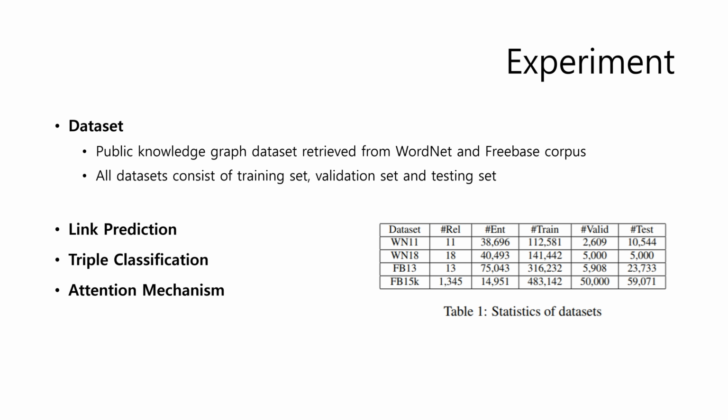So experiments are carried out on public knowledge graph dataset retrieved by WordNet and Freebase corpus. All these datasets consist of training sets and validation sets and testing sets which are well organized. Experiments evaluation will focus on three evaluating points: link prediction, triple classification, and attention mechanism. Table 1 is statistic of datasets.